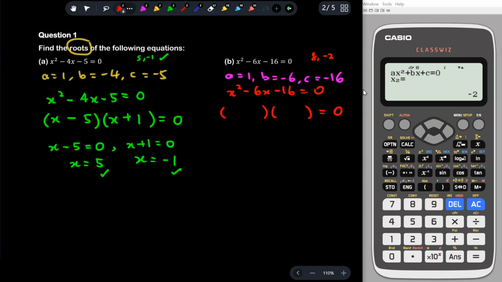So the first term is x squared, so it will be x and x. And then here we have the roots 8 and negative 2. So if it's positive 8, it will be negative 8. If it's negative 2, it will be positive 2.